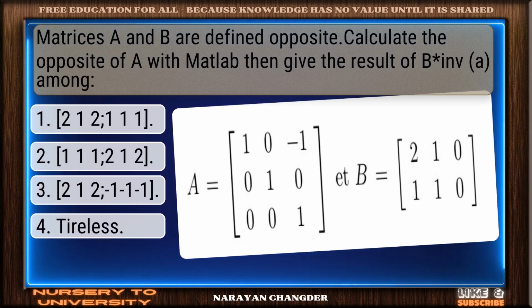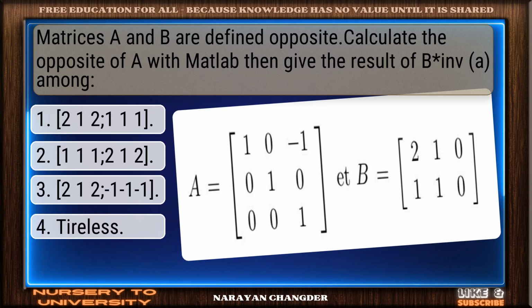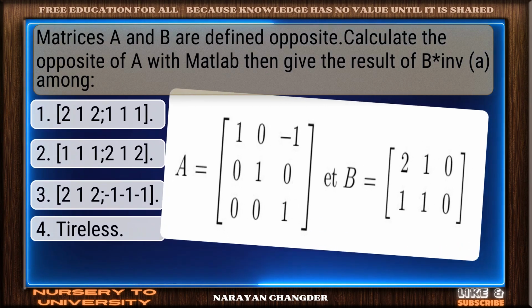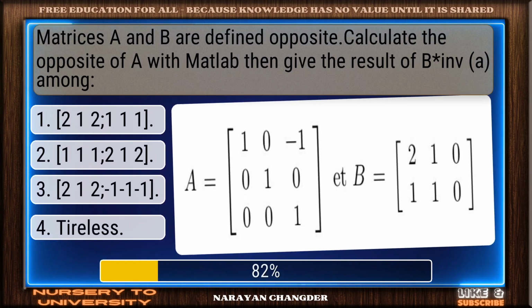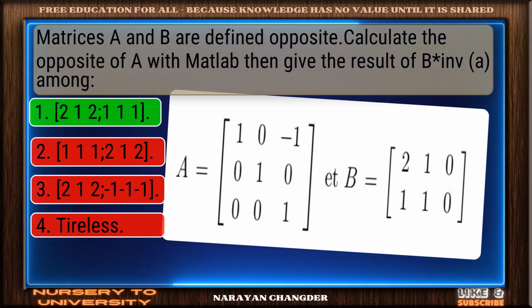Question number 1. Matrices A and B are defined opposite. Calculate the inverse of A with Matlab, then give the result of B in Vamang. Clear logic? Your choice is sound and 100% true.